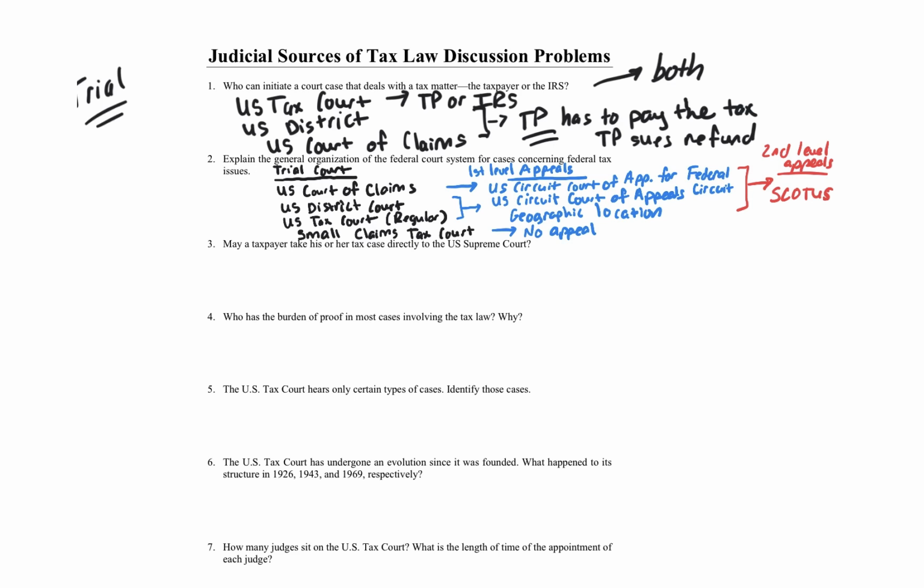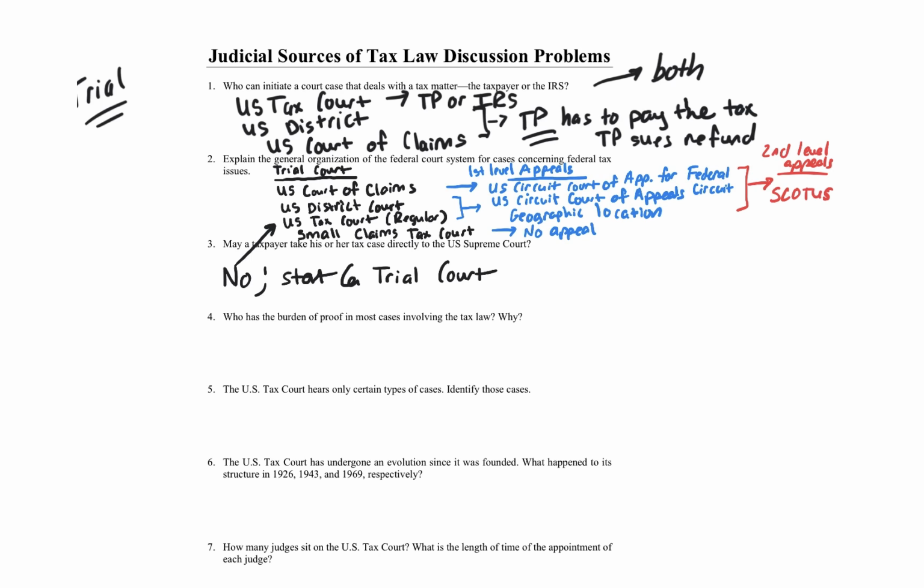May a taxpayer take his or her tax case directly to the Supreme Court? No. And the reason why is because all tax cases have to start here at the trial court. They have to start at the trial court. There's no way around that. So your options are one of these 4. That's the only place it can start. To get to the Supreme Court, you've got to start at the trial court. You've got to appeal to the Circuit Court of Appeals. Then you've got to go to the Supreme Court. And again, the Supreme Court is not required to hear your case. So it must start at the trial court.